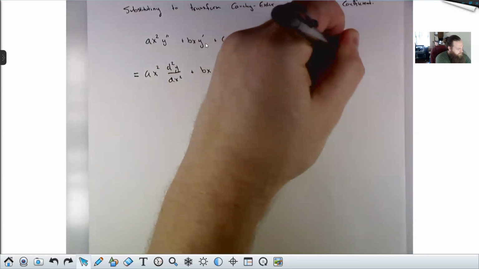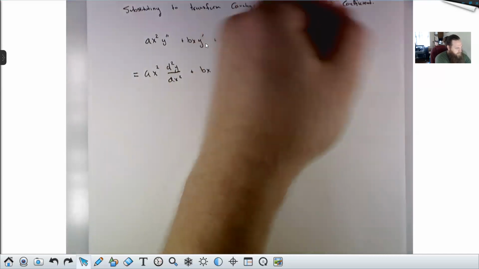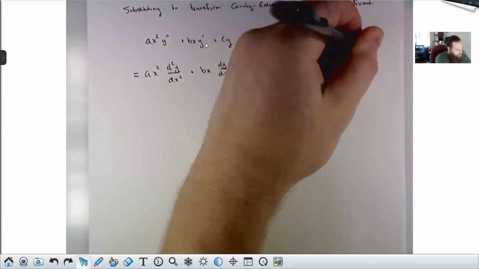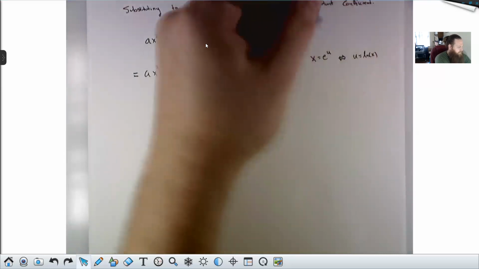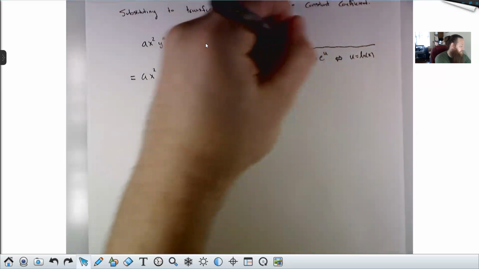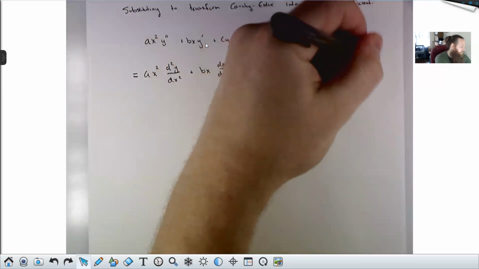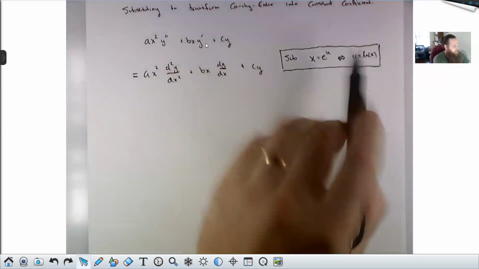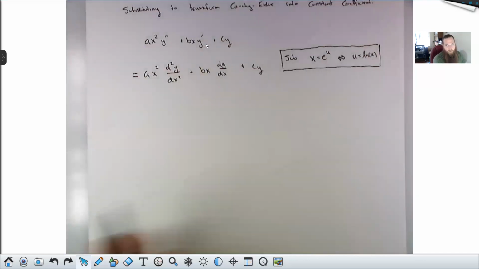Which is equivalent to saying that u is equal to the natural log of x. So this is sort of our guiding principle, letting some new variable be the natural log of the old variable. And that's what we saw in class when we worked out through reduction of order.